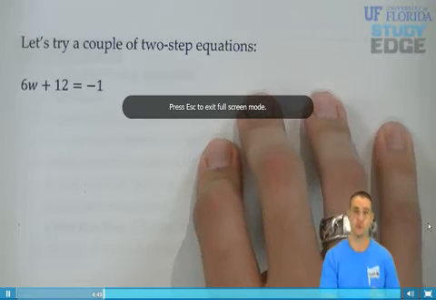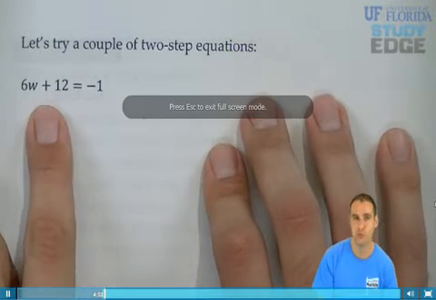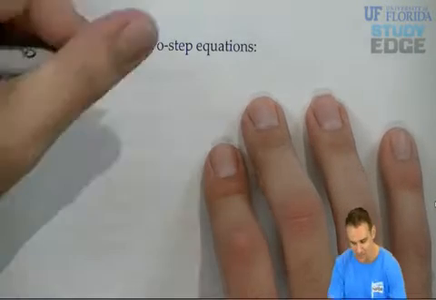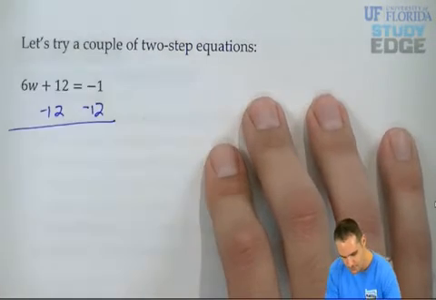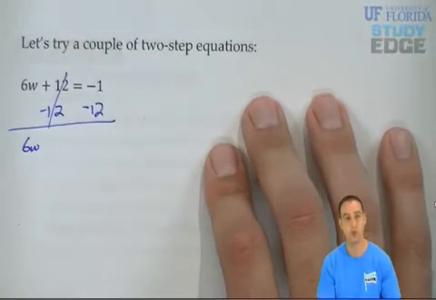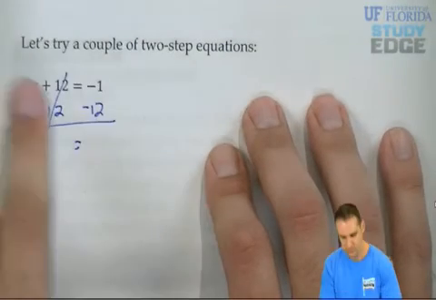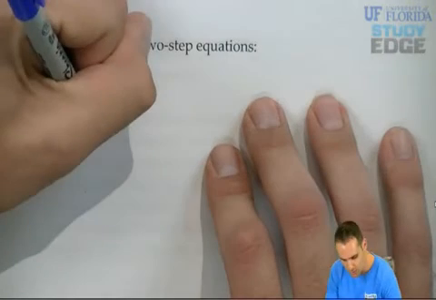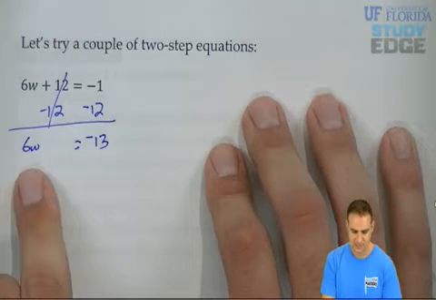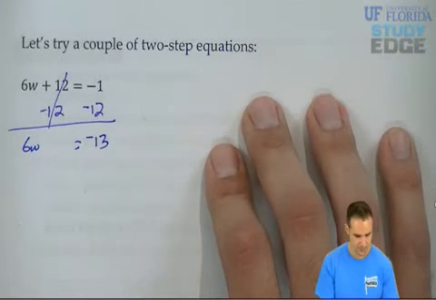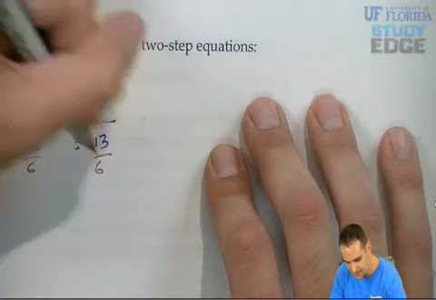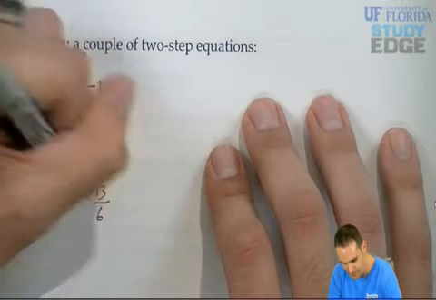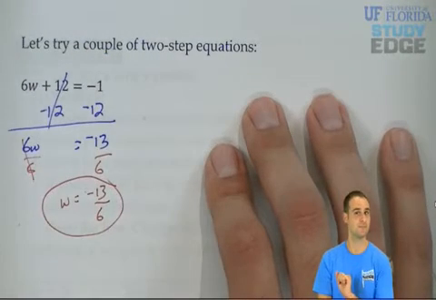They're going to take two steps. 6w plus 12 equals -1. We're going to need to solve for w. The first step, subtract 12 from both sides. We're left with 6w. The 12s cancel, equals -1 minus 12, which gives you -13. 6 times w equals -13. Go ahead and divide both sides by 6. The 6's simplify, and we're left with w equals -13 over 6.